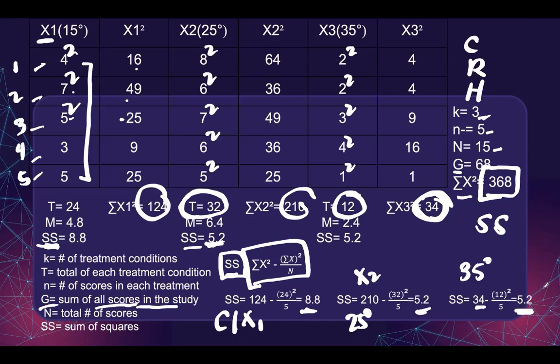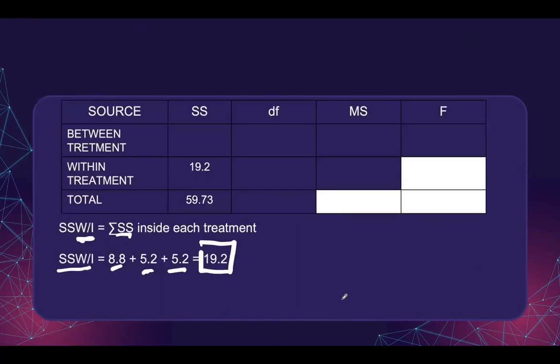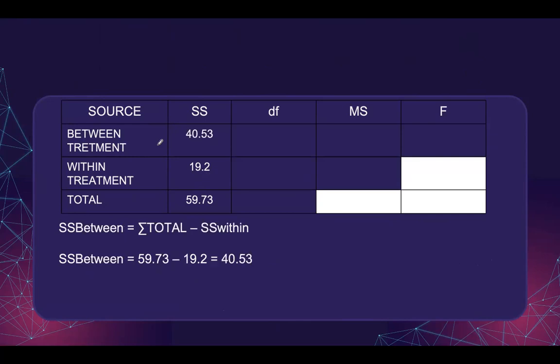Okay, pag-add mo lang yan para makuha mo yung sum of all the sum of squares, or yung total of the sum of squares. Okay, so ilalagay mo yan dito. And then, para doon sa between the treatment class, ima-minus mo lang yung total minus the sum of squares within. Okay, so ayan. So, 59.73 minus 19.2 equals to 40.53. So, yan yung dito, between the treatment.